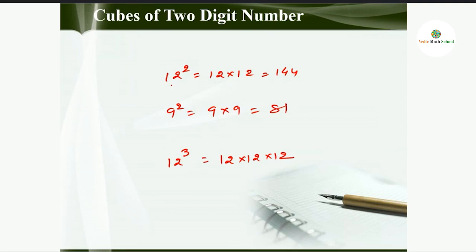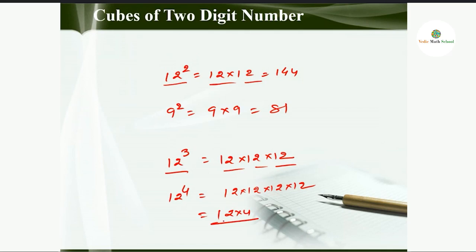Earlier we had power 2, so we multiplied 12 two times. If we have power 3, then we multiply 3 times. If we have power 4, then we multiply 4 times: 12 into 12 into 12 into 12. Don't confuse it with 12 into 4. This is different and that is different. Only thing is, here you have to multiply one more time. Instead of 2 times, you have to do 3 times.